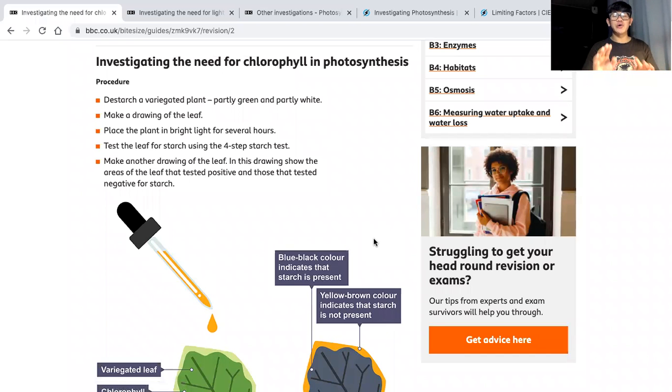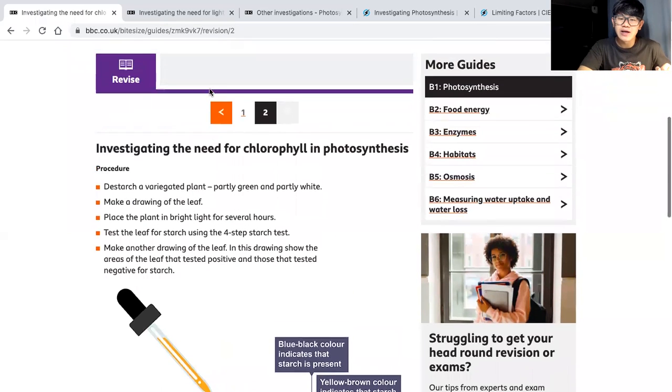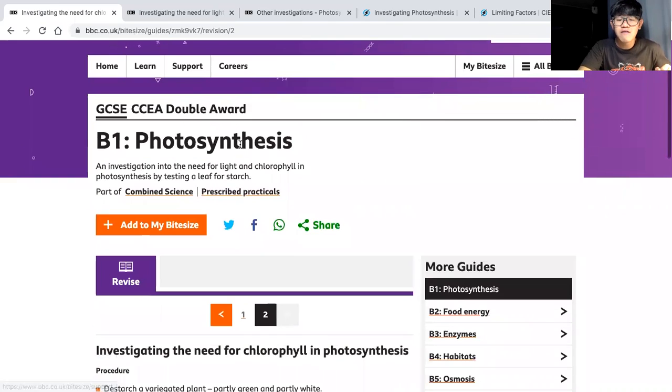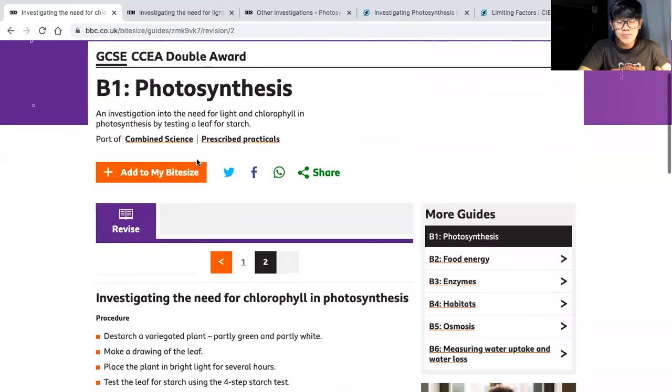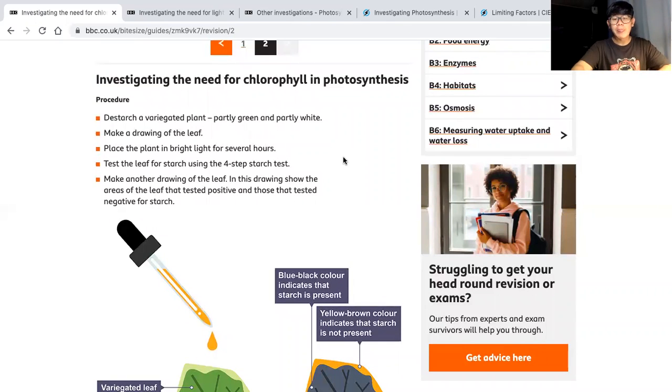I've actually gone to this website here, bbc.co.uk/bitesize. You can type in photosynthesis there. This is how it looks. Photosynthesis, GCSE. Then you can find this: investigating the need for chlorophyll in photosynthesis. There's actually quite a lot more, but for now it is investigating the need for chlorophyll in photosynthesis.